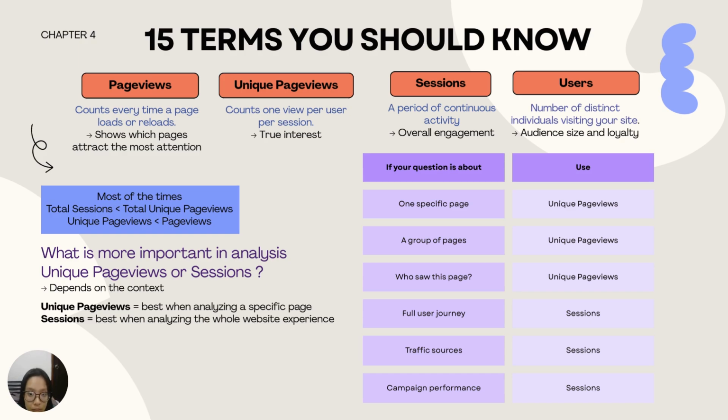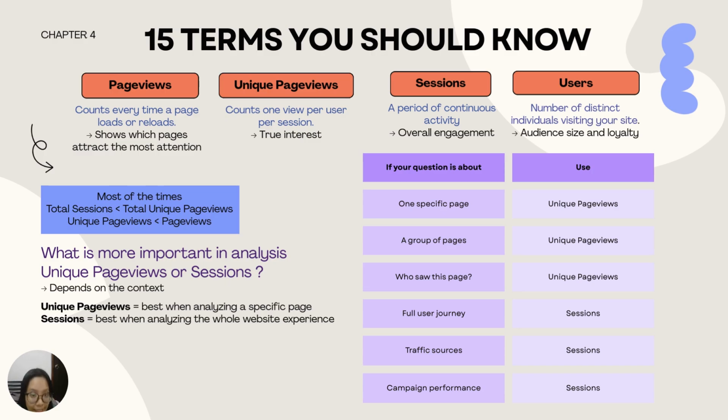And there are a lot of different occasions where it's better to use one of those two, as you can see in a table. And most of the time, please remember total sessions would be less than total unique page views, and unique page views would be less than total page views. And sometimes a non-interaction page view hit counts toward unique page views but doesn't count toward sessions. So that results in what I've said above.